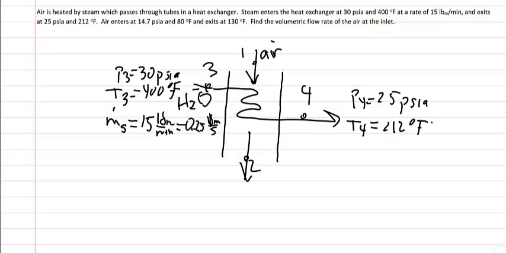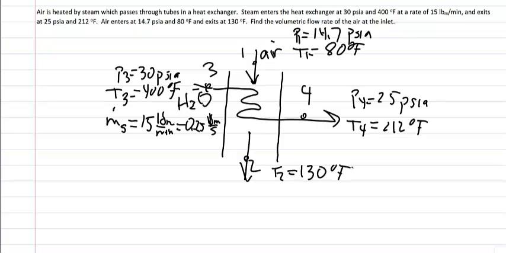With regards to the air, we're told that the air enters at standard atmospheric pressure, 14.7 psia, and at a temperature of 80 degrees Fahrenheit. And we're also given that the air exits at a higher temperature of 130 degrees Fahrenheit. And what we've been asked to find in this problem statement is the volumetric flow rate of the air at the inlet. So V dot 1 is our one and only unknown for this particular problem.